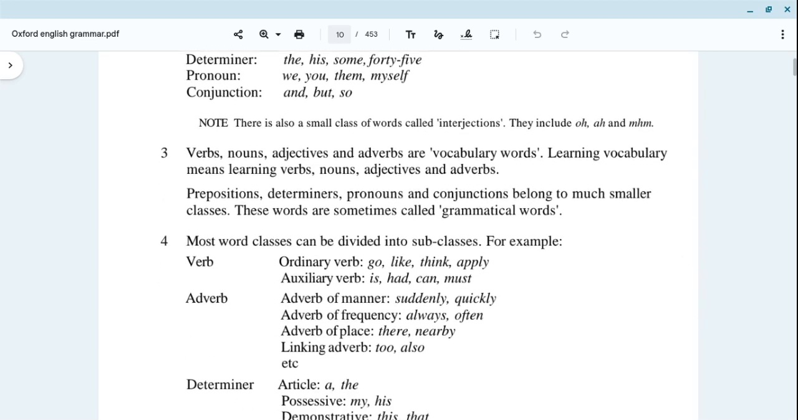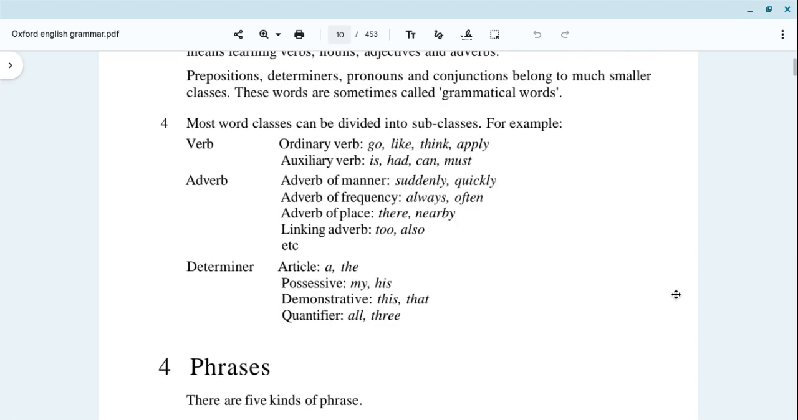Verbs, nouns, adjectives, and adverbs are vocabulary words. Learning vocabulary means learning verbs, nouns, adjectives, and adverbs. Prepositions, determiners, pronouns, and conjunctions belong to much smaller classes. These words are sometimes called grammatical words.